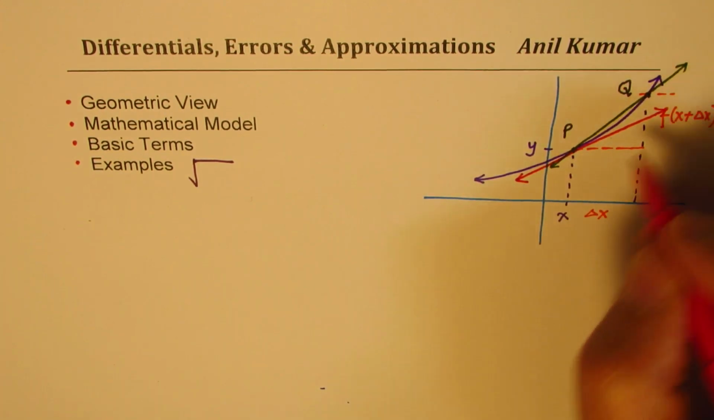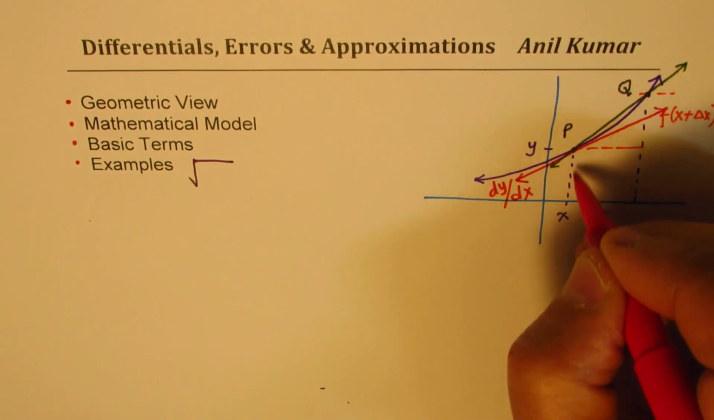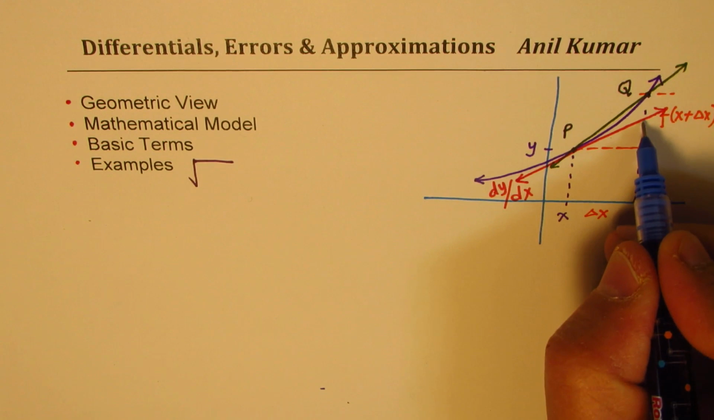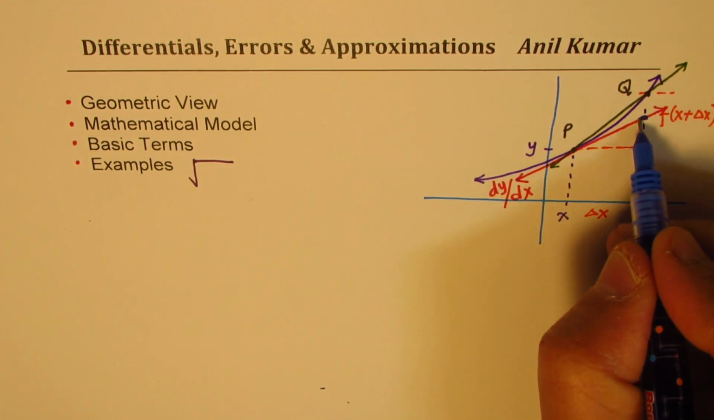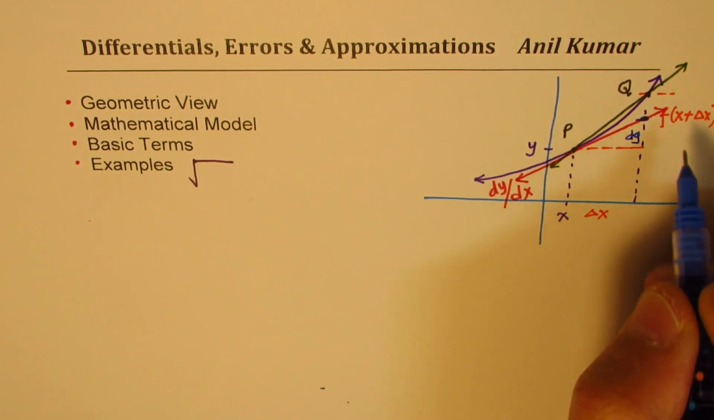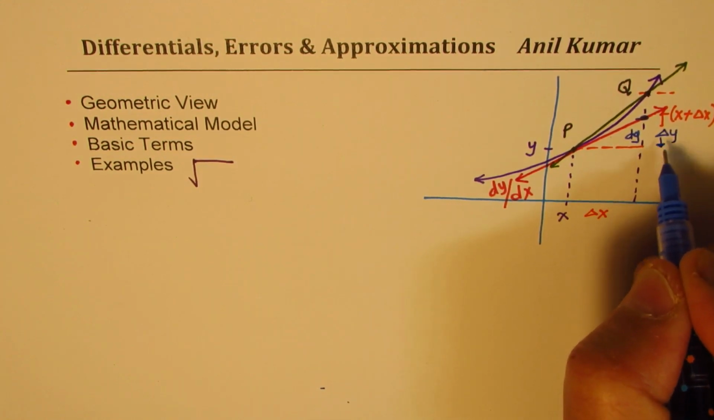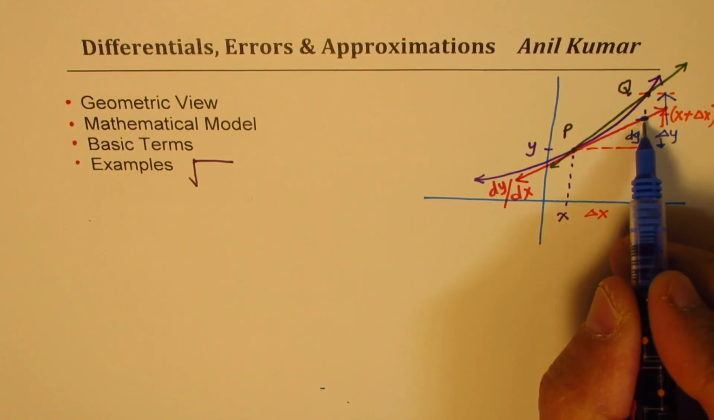So this tangent we refer to by dy/dx at this point P, correct? That's the tangent. Now whenever we are approximating things, what we really do is find a point on the tangent. So we call this point dy. And the earlier point was actually the change in y value. So do you see these two are very different from one another? So that causes an error.